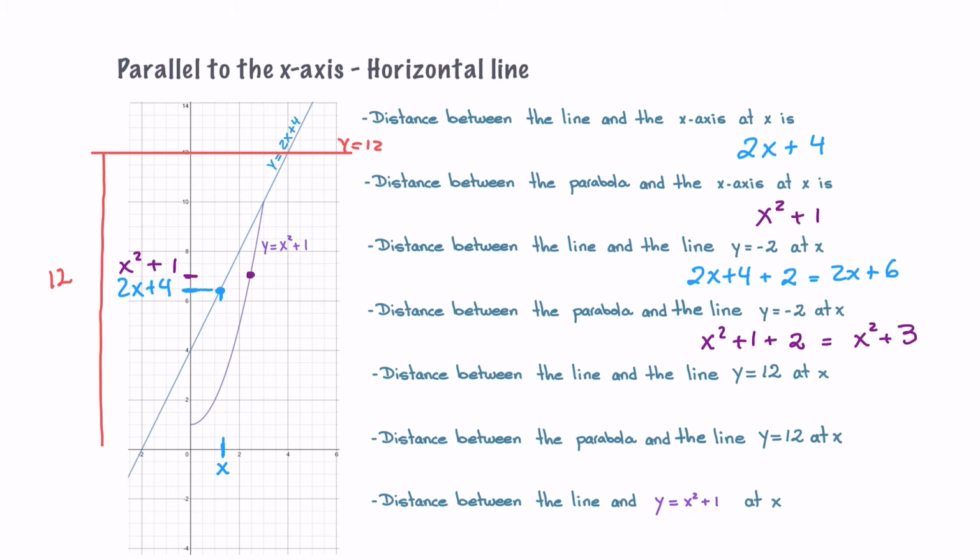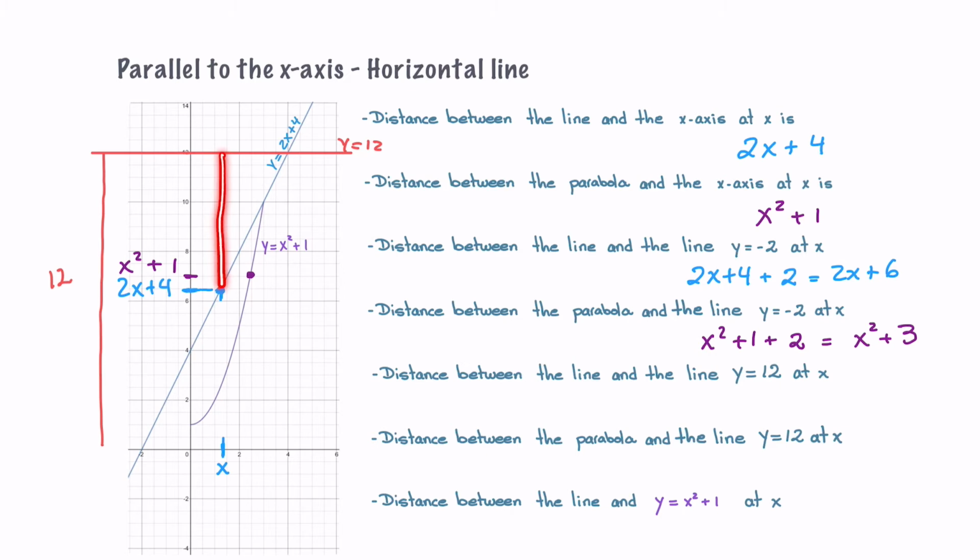And the distance from the line to the line y equals 12 is this one right here. What we know is this distance here, and we know the height of this point. So what we know is this length here, or you can see it on the y-axis, this here, which is 12, and we know this one here, which is 2x plus 4.